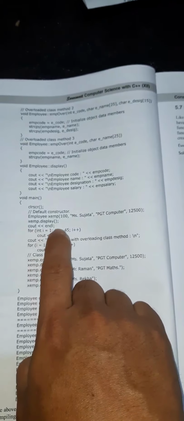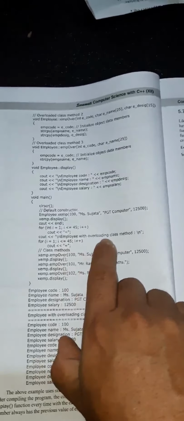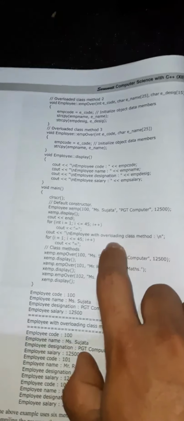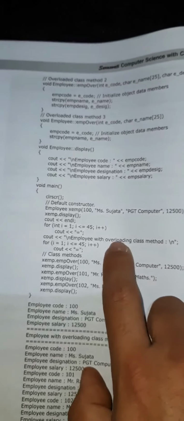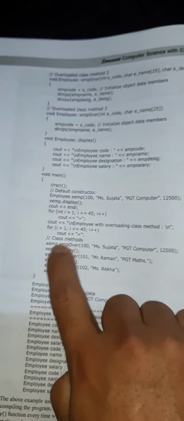After that, this is just a normal int, like that, and here is cout employee with the overloading class method. Okay, so now we are using the class member functions. It shows you how to overload. So here are the class methods that have been declared.